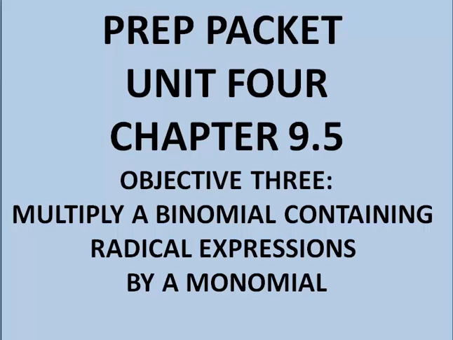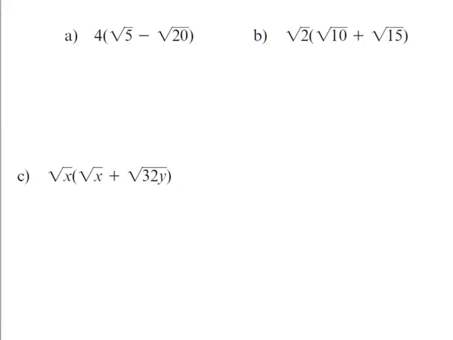This is the prep packet video for Unit 4, Chapter 9.5. This is for objective number 3, where we multiply a binomial containing radical expressions by a monomial, which is really a fancy way for saying we're going to distribute.